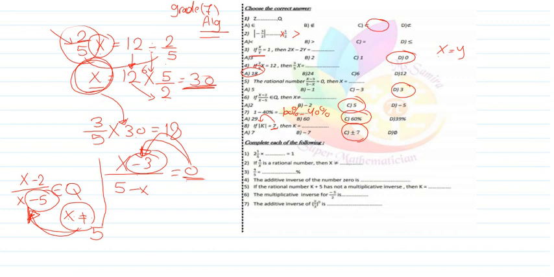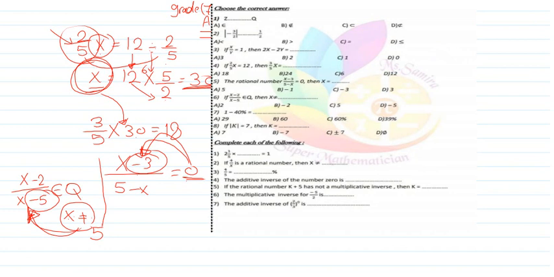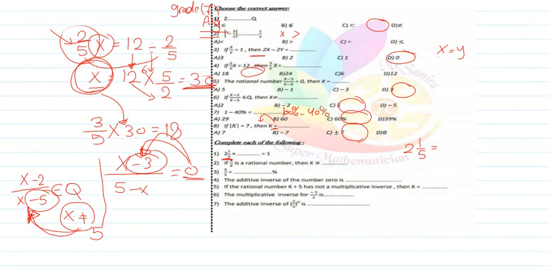Now, how can we find the answer? By multiplying to get 1. Each number and its multiplicative inverse give 1. 2 and 1 over 5 must be converted from a mixed number to a fraction. 2 times 5 is 10, 10 plus 1 is 11 over 5. Now we need to find the multiplicative inverse to get 1. 11 over 5, so 5 over 11. Each two multiplicative inverses give 1.